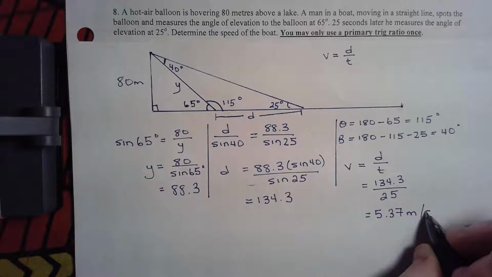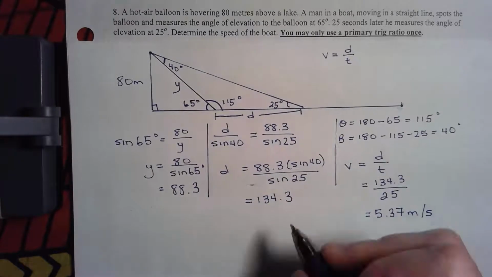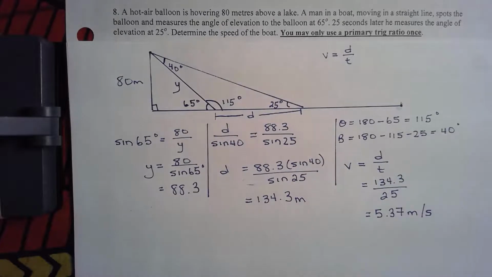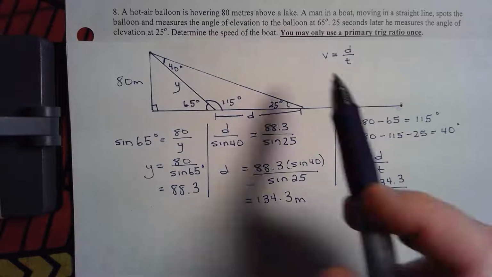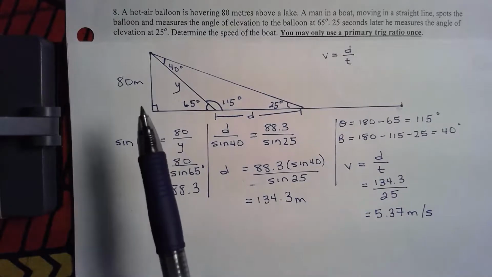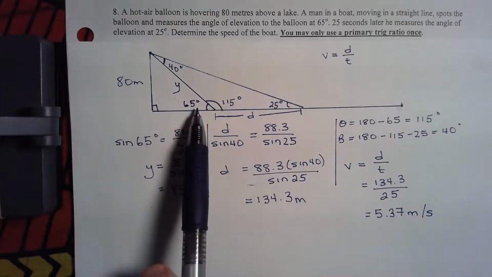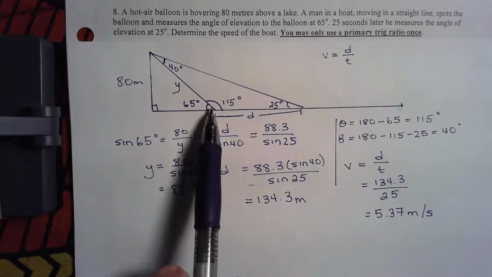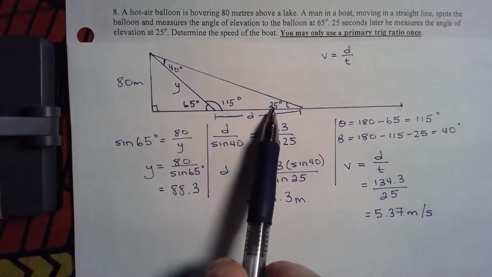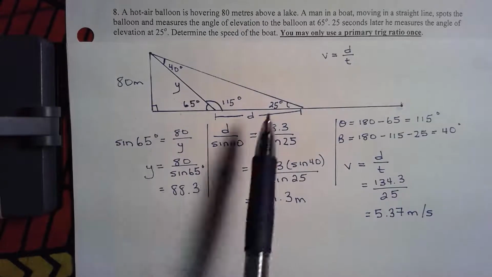meters per second. The reason that it's meters per second is that this was measured in meters, so I have 134 meters divided by 25 seconds. Just to reiterate, I drew my triangle. I knew the balloon was 80 meters up in the air. I knew that when I first saw the balloon, the person could see an angle of elevation of 65 degrees, and then the angle of elevation was 25 degrees. And so I ended up with this triangle.